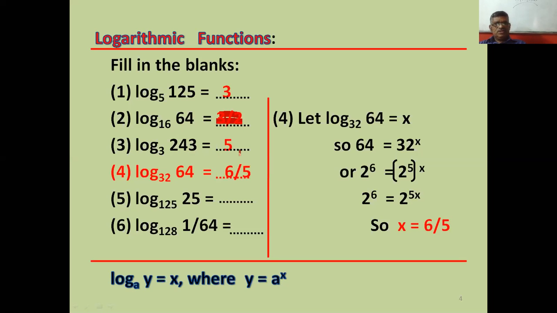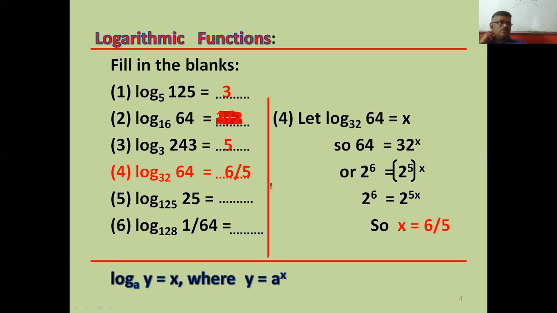Log 243 to the base 3 is 5 because 3 raised to 5 is 243. And when it comes to log 64 to the base 32, I just explained here how it comes. Log 64 to the base 32 is x, so that 64 is 32 raised to x. 64 we write as 2 raised to 6, 32 we write with base 2 as 2 raised to 5. So 2 raised to 6 equal to 2 raised to 5x. Two equal quantities with the same base, the powers are equal: 6 equal to 5x, or x equal to 6 by 5.